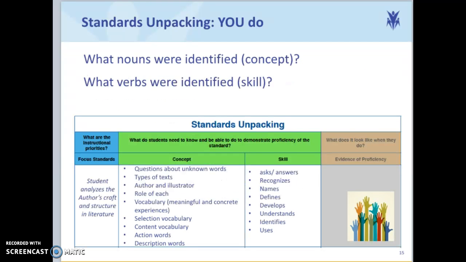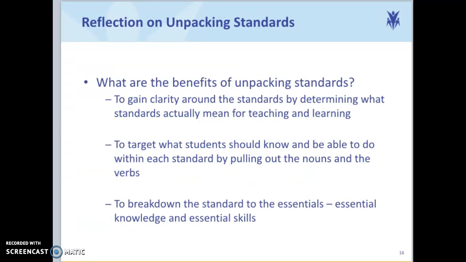So here you can see the answer. Here are the nouns, the concepts. Look how many concepts are identified in that one standard or that supporting standard. And look at all these skills. Did you get them right?